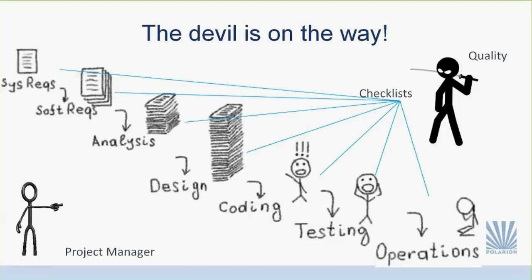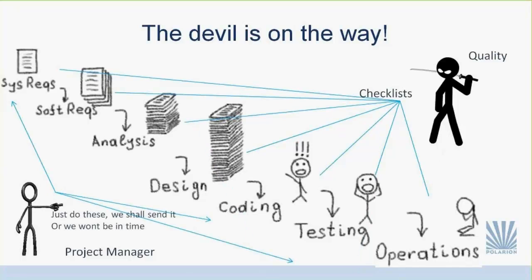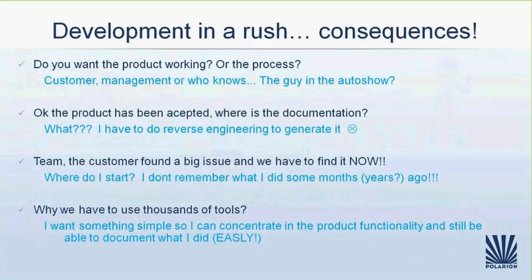And then he says, oh crap, it's gonna take so long. What about if we just do this? Because we have to send it. Otherwise we are not gonna make it in time. So ship it. I want to ship it because I want the revenue, right? So what are the consequences of all that? Development in a rush pretty much comes with the question: do you want the product working or the process?